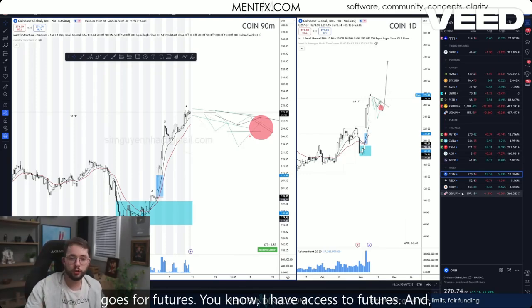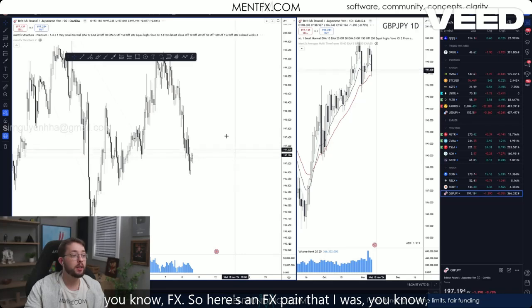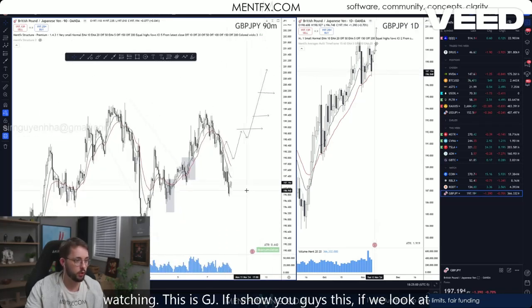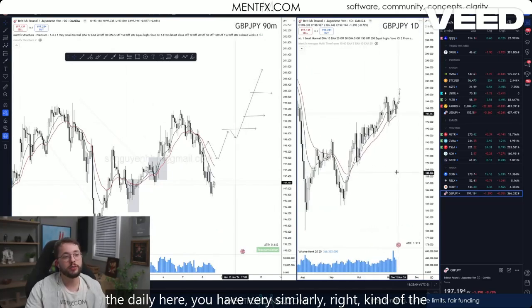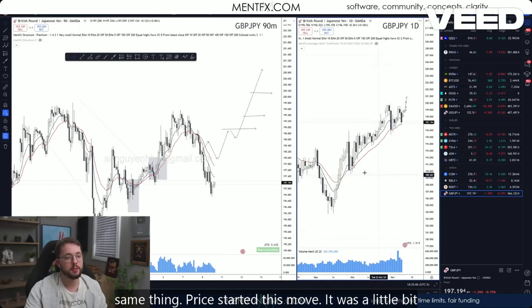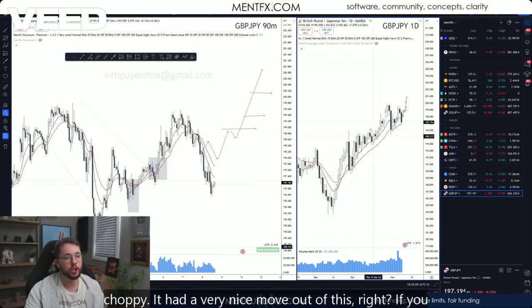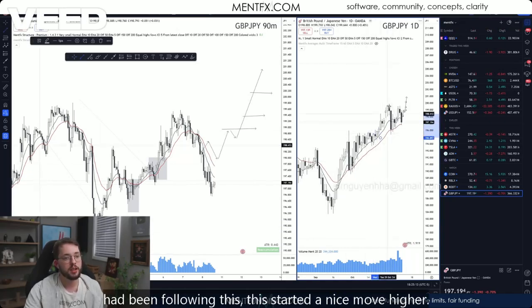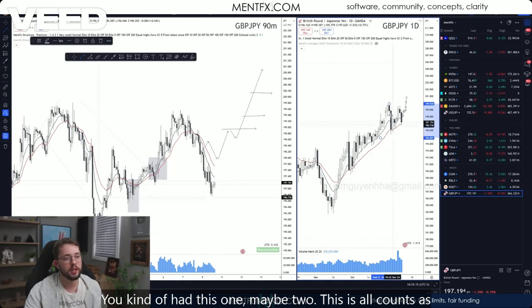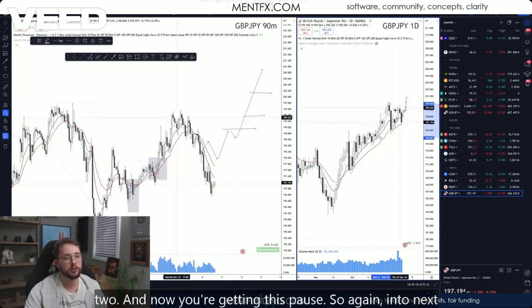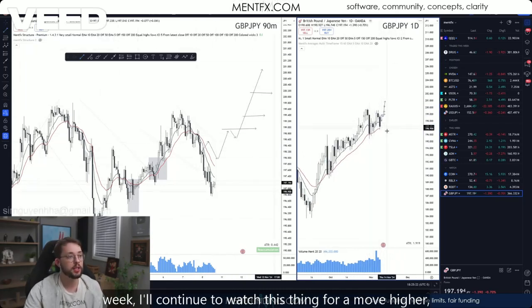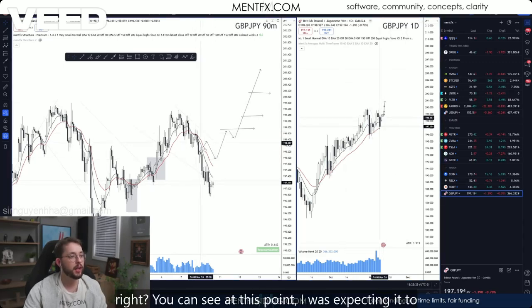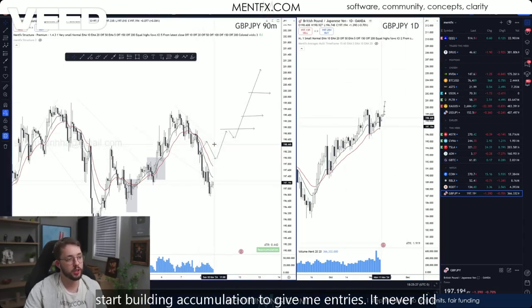Now, same thing goes for futures. I have access to futures. And FX. So here's an FX pair that I was watching. This is GJ. If I show you guys this, if we look at the daily here, you have very similarly kind of the same thing. Price started this move. It was a little bit choppy. It had a very nice move out of this. If you had been following this, it started a nice move higher. You kind of had this one, maybe two. This all counts as two. And now you're getting this pause. So again, into next week, I'll continue to watch this thing for a move higher. You can see at this point, I was expecting it to start building accumulation MBs to give me entries.